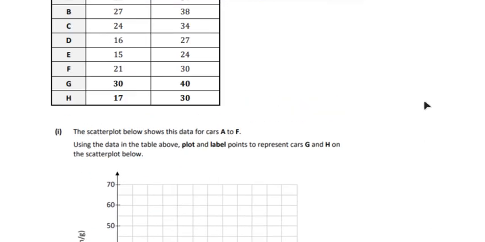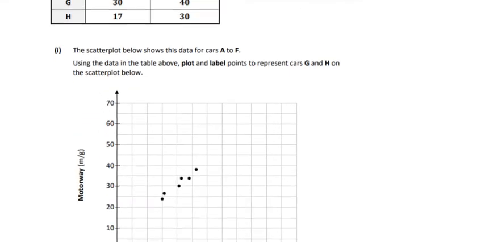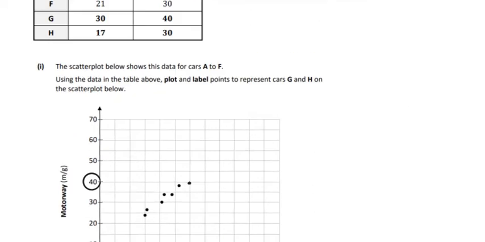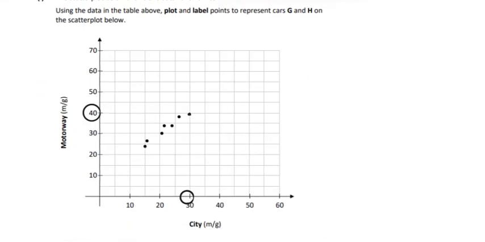So we have to go to 30 along the axis that has city, that's the x-axis in this case. So we're looking down here, and 40 on the other one, on the motorway axis, so it's where those two cross or meet. You can see that they meet here. So that's the dot for G.